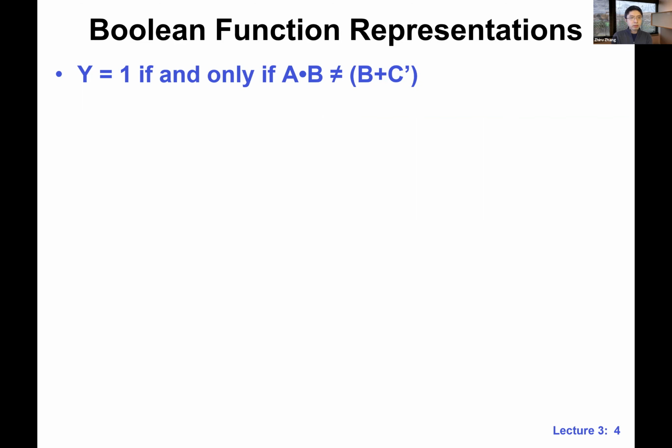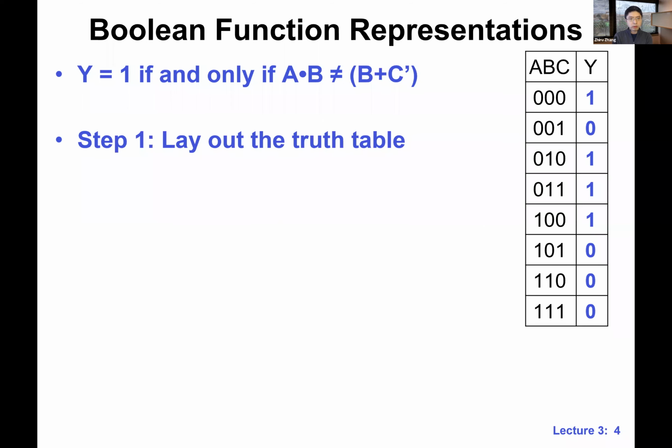Let's try to review some of this concept again. Last time we looked at this function in the proofs lecture. Now we have this A and B, not, which is we want A and B to not be equivalent with this B plus C not. And this is the truth table that we laid out. And then we talked about this concept of canonical forms.